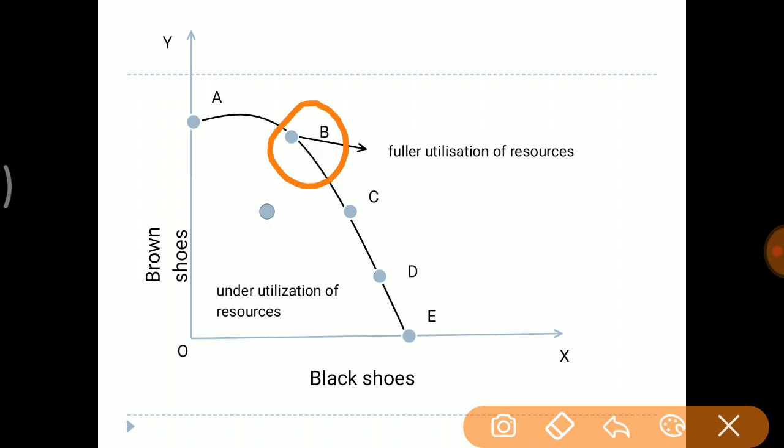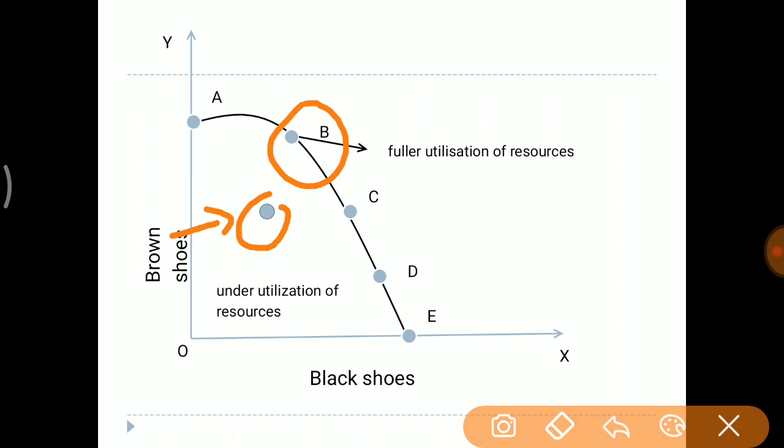But if the point lies under the PPC, then this would be known as underutilization. In the graph, I have noticed that the point which is lying under the PPC will be considered as underutilization of resources, because my potential was up to A, B, C, D, E, but my production was not able to reach there. Now the production has fallen and it is lying under the PPC. That's why it is known as underutilization of resources.